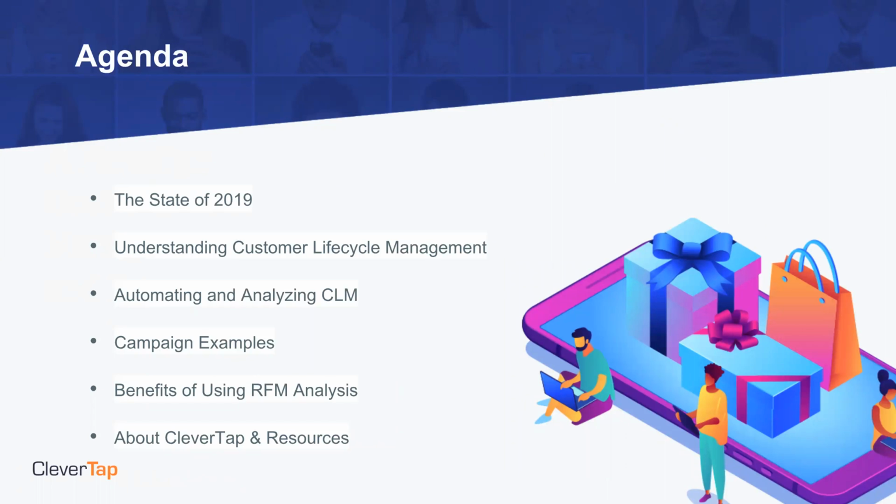All right, well, jumping right in, let's go over real quick the agenda and what we're going to be covering today. First, we're going to be kicking things off by discussing the current state of 2019 and setting the stage. So what to watch for, what to expect, why we're even talking about CLM to begin with. We'll follow that up with a brief primer on what CLM actually is and what it means for marketers today. We'll then move right into some actionable tips on how to automate and analyze CLM. Then we'll share some specific campaign ideas and examples and conclude everything with the benefits of our recommended approach.